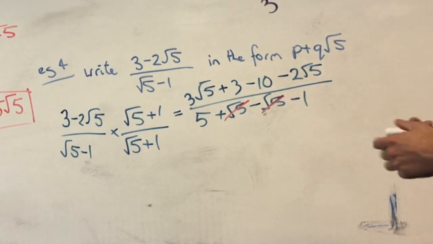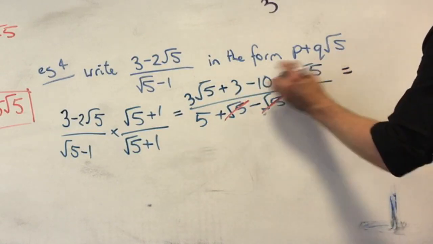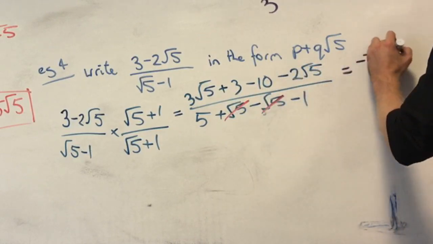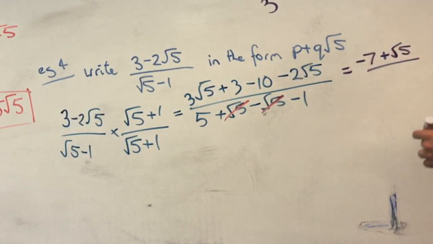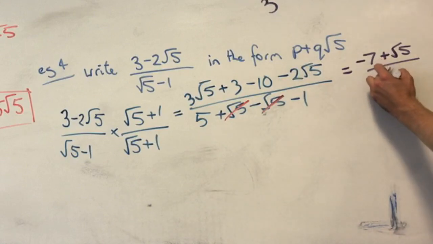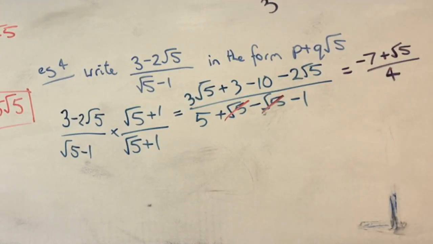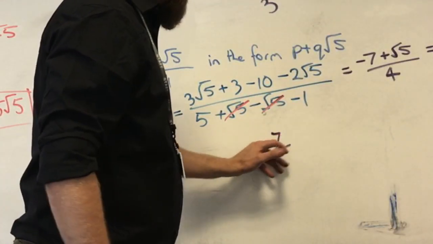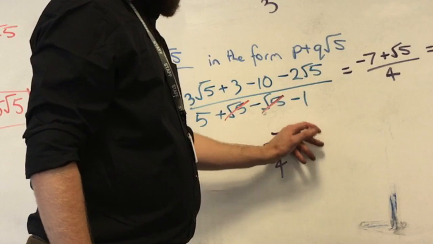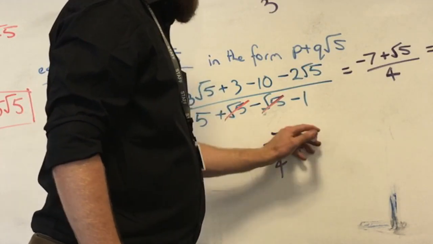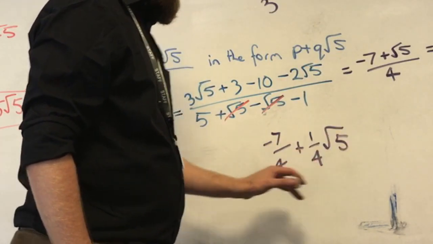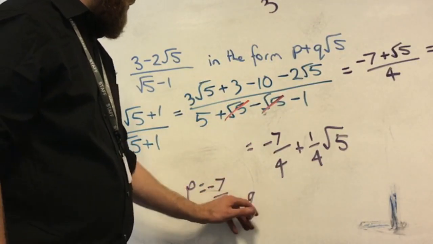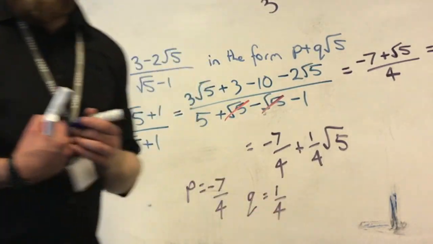Then we can simplify the top. So we get 3 take 10 is minus 7, 3 root 5 take 2 root 5 is plus root 5. Divided by 5 take 1 is 4. So we can simplify this a bit and say it equals minus 7 over 4 plus a quarter root 5. So P is minus 7 over 4 and Q is 1/4.